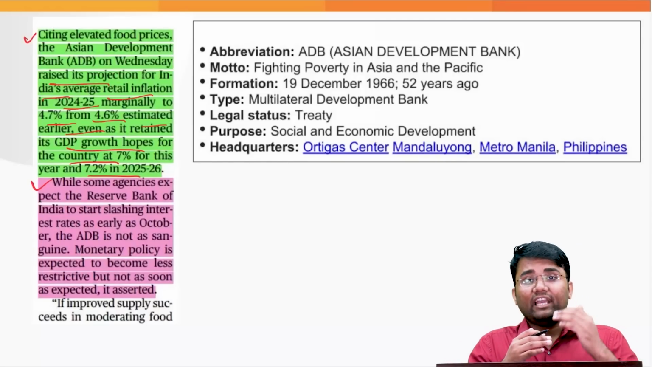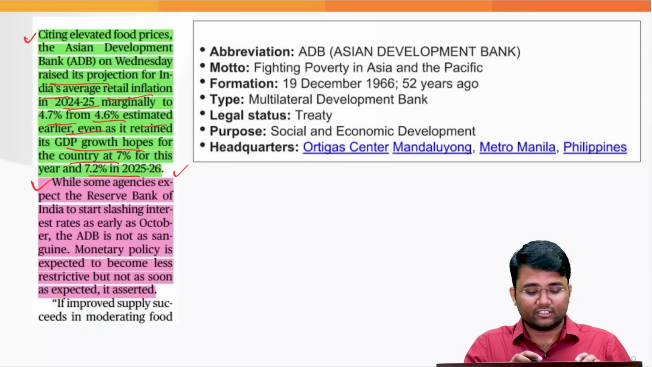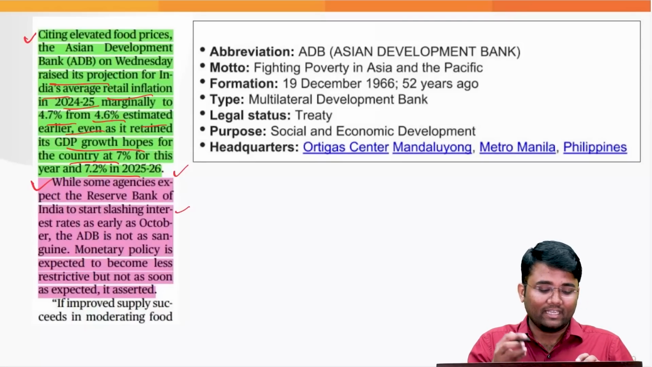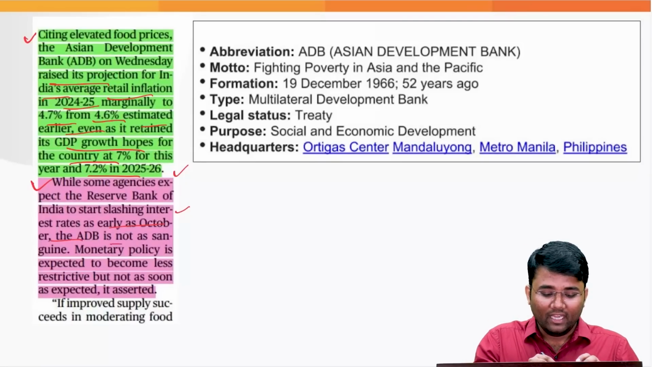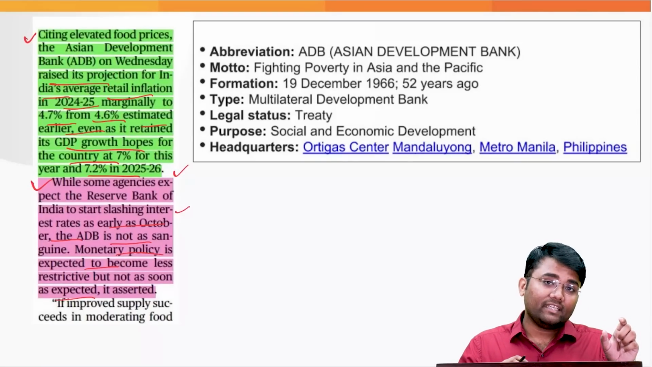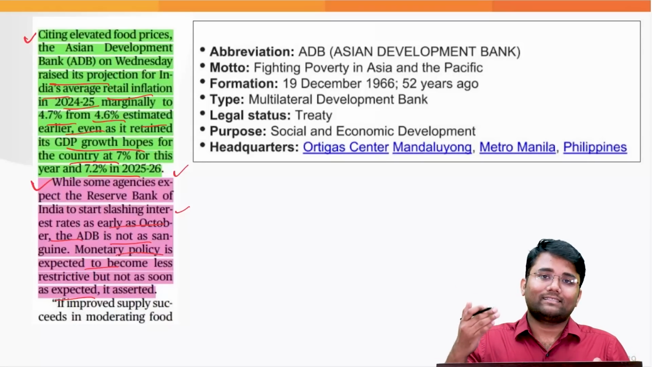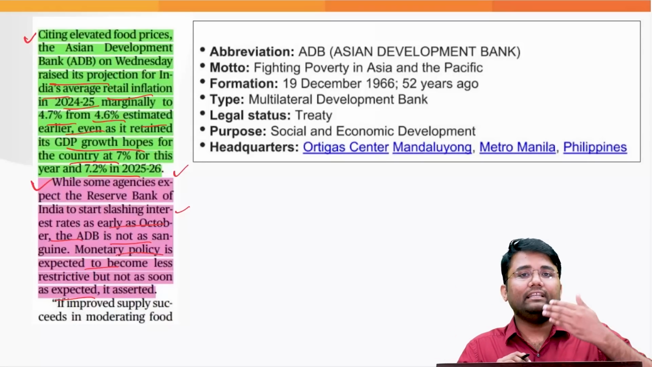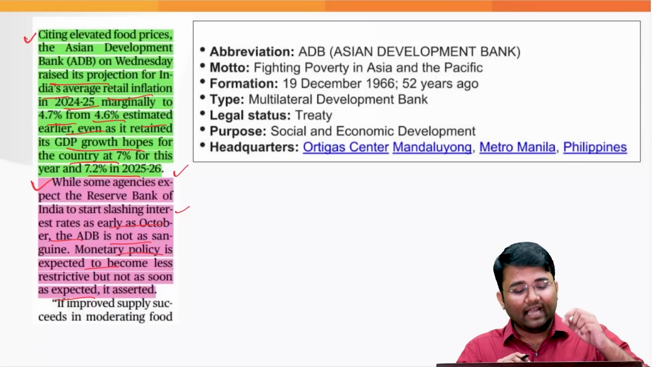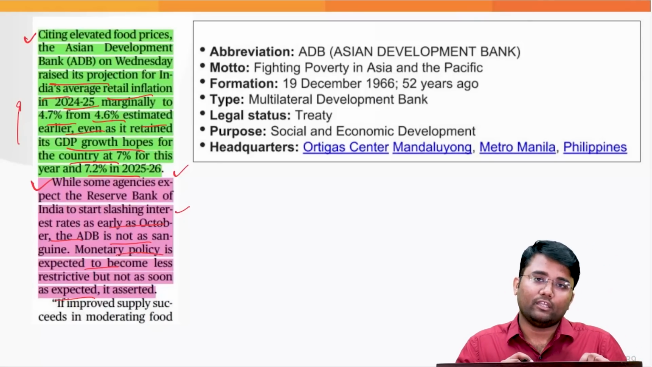And why have they marginally increased it? Because some agencies expect the Reserve Bank of India to start slashing interest rates as early as October. ADB is not as sanguine. The monetary policy is expected to become less restrictive, but not as soon as expected, as it asserted. So ADB thinks that if the Reserve Bank of India starts slashing the repo rate, it will increase liquidity in the market, which might lead to a marginal increase in inflation in the economy.